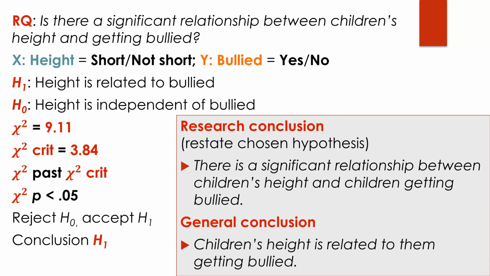So an example of that we can give here: is children's height related to children getting bullied? The general conclusion is children's height is related to children getting bullied. And that would be your general conclusion. That is the final answer to your general question. And that is essentially how you do a chi-square test of independence following the steps of hypothesis testing.